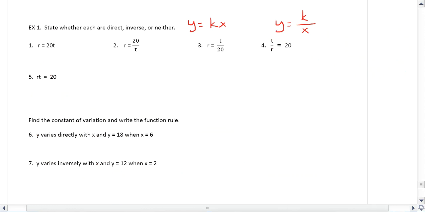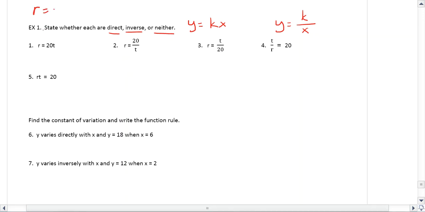The first type of problem we'll be dealing with is to look at these various equations from 1 to 5, and we have to state whether they represent a direct relationship, an inverse relationship, or neither. So please don't think that, like number 2 has a fraction in it, 3 has a fraction in it, 4 has a fraction in it, those all must be inverse. That is not at all how it works. So let's take a look at these.